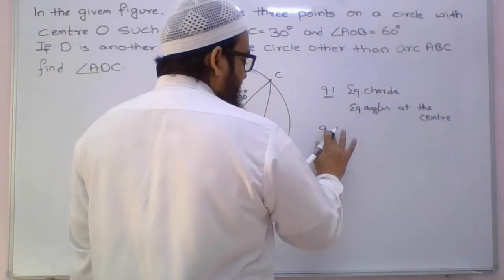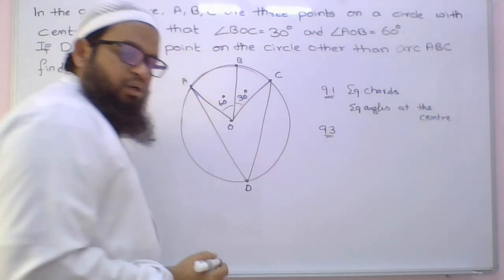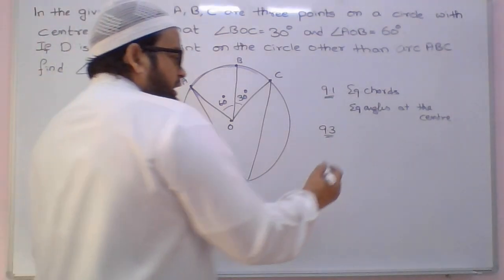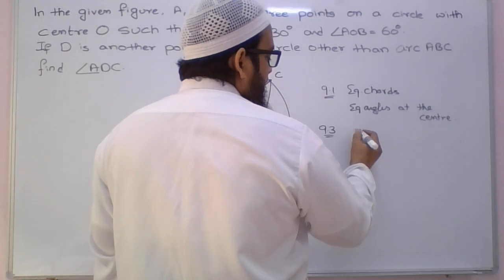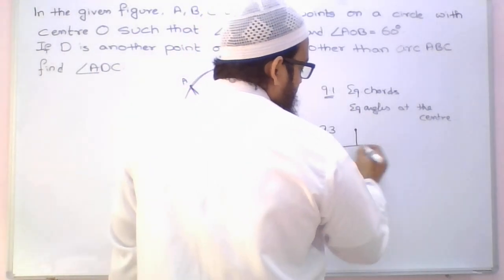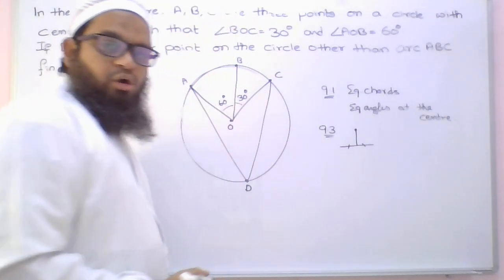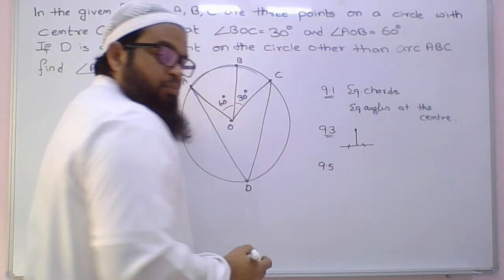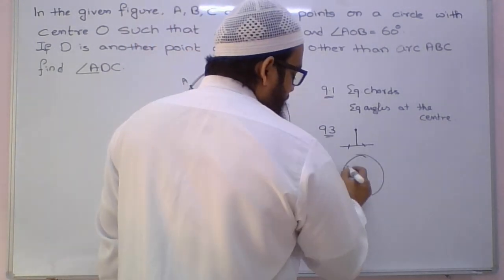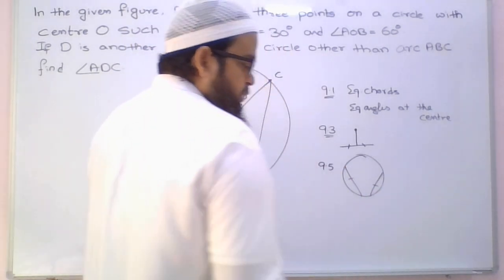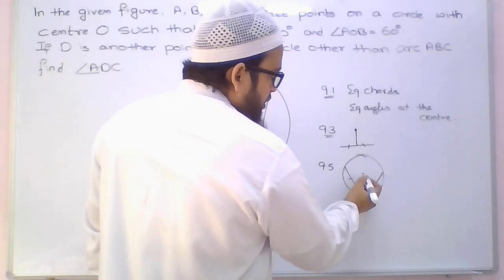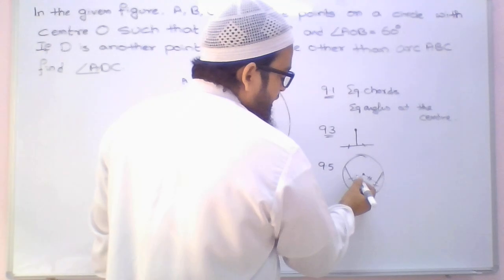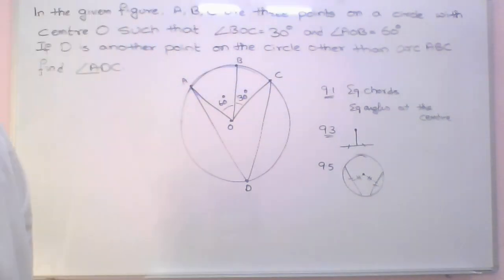So what is 9.3? We have seen that if a perpendicular is drawn from the center of the circle onto the chord, it bisects the chord. Understood or not? And then 9.5 states that equal chords are equidistant from the center. Suppose these two chords are equal, then these two distances are equal. Understood or not? This is 9.5.